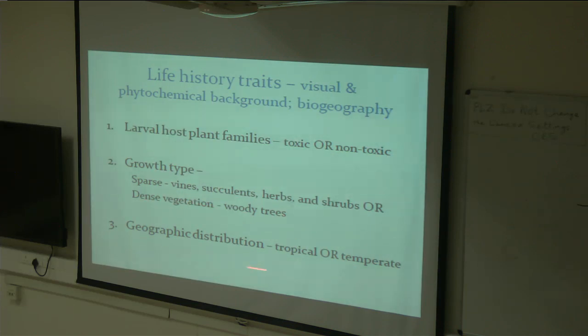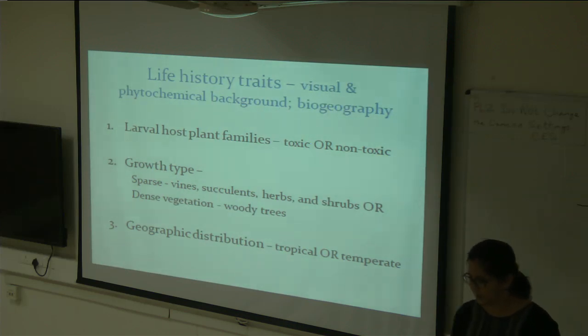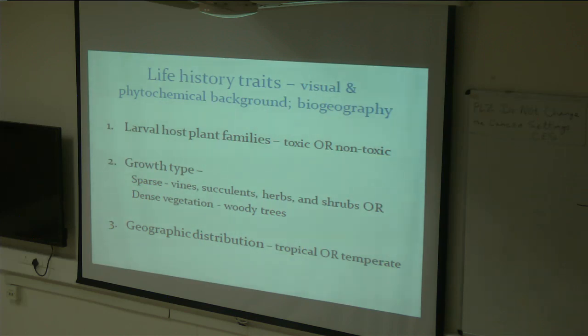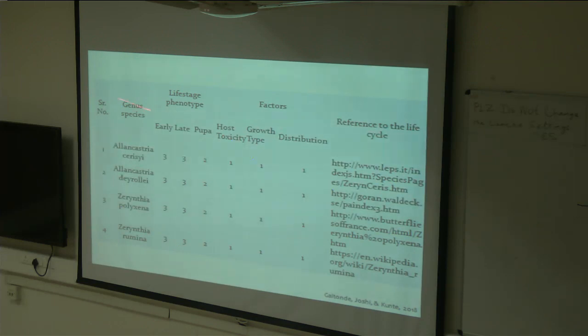Also, which part of the globe you are in. Biogeographic history. Are you a tropical butterfly or a temperate butterfly? That could also potentially influence what color defense strategies you employ. So we wanted to see how these things have evolved in these Papilionidae butterflies. So through literature, Nikhil collected all the data, like for each species, what was the color defense strategy? Were they showing masquerading or aposematic coloration or crypsis? Early stage, late stage, pupa, what was the host plant on which species were feeding? What is the growth type? Was it sparsely vegetated or a dense vegetation, as well as was it in the tropics or a temperate region?